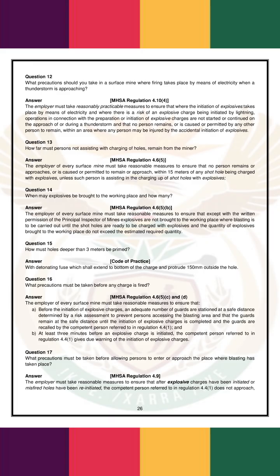Question 13. How far must persons not assisting with charging of holes remain from the miner? The employer of every surface mine must take reasonable measures to ensure that no person remains or approaches or is caused or permitted to remain or approach within 15 meters of any shot hole being charged with explosives, unless such person is assisting in the charging up of shot holes with explosives.